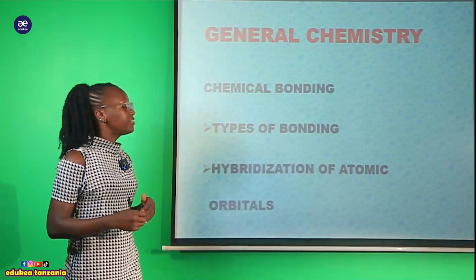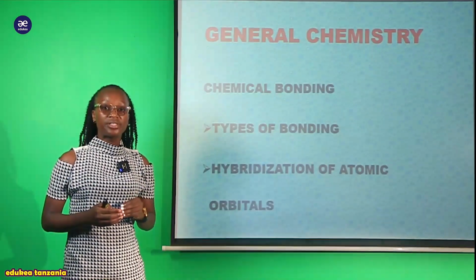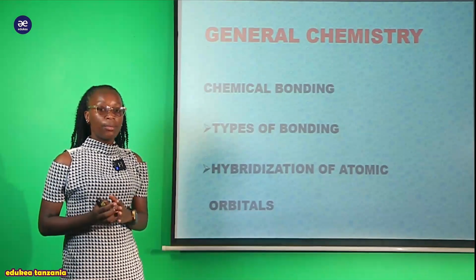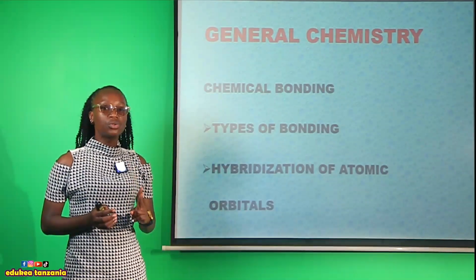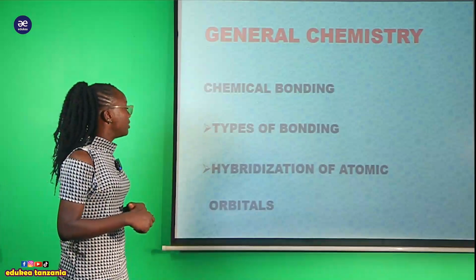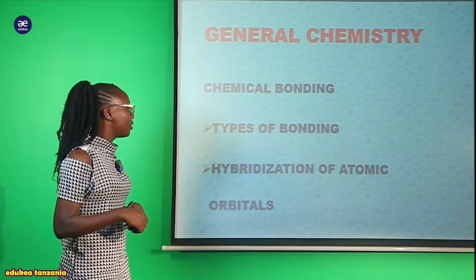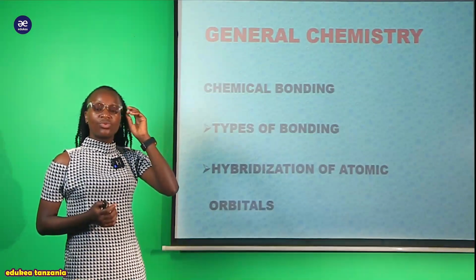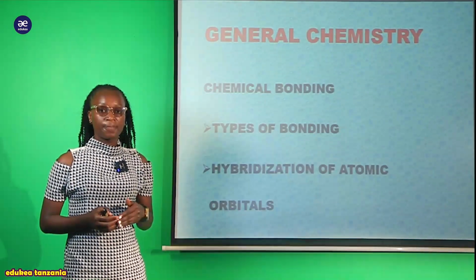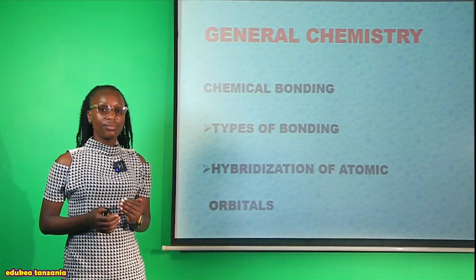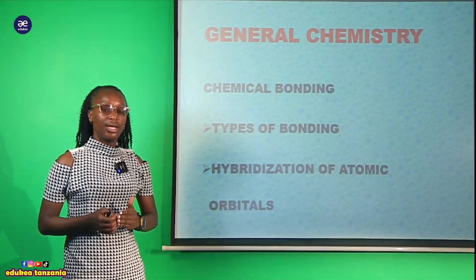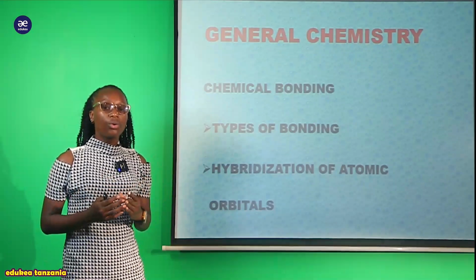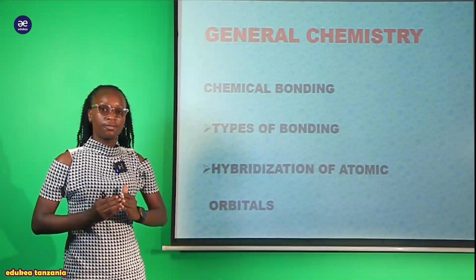But also, as I've said, our general chemistry is made up of the atomic but also the chemical bonding. In the chemical bonding, we are going to have the main 2 subtopics, which are the types of bonding but also hybridization of atomic orbitals. When we come into the types of bonding, you can see that as a student, since you were in Form 2, Form 3, Form 4, somehow you know about those types of bond.